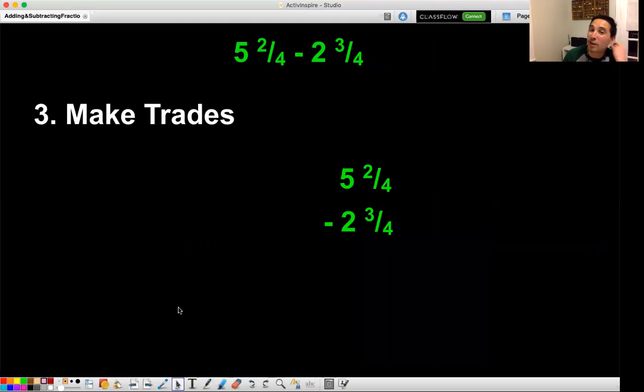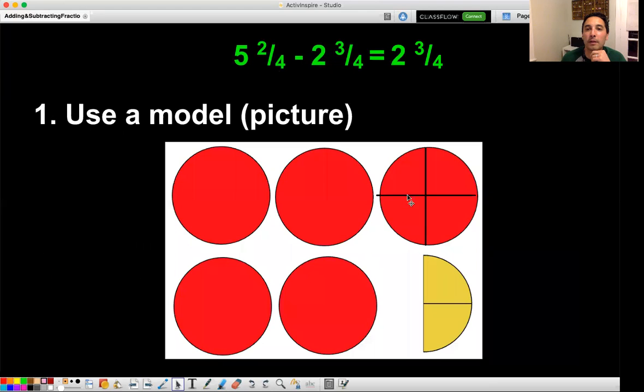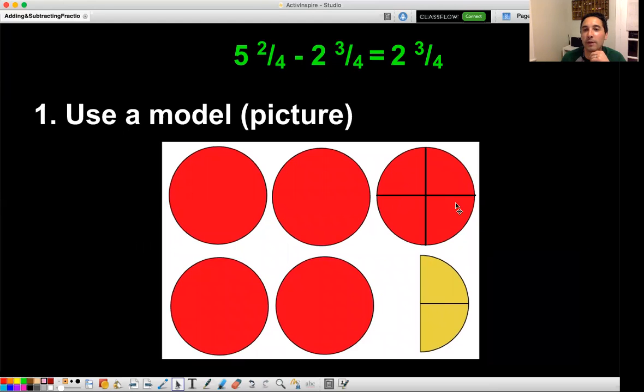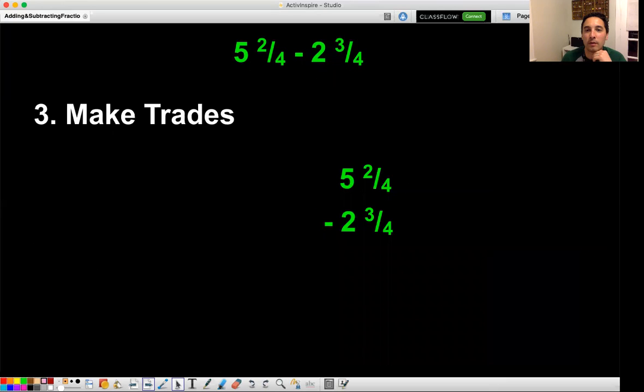Now, the most challenging strategy is making trades if you have to regroup, or what some grown-ups will call borrowing or trading. We're not trading anything, we're regrouping. So the reason I said way back here to think about this like regrouping is because you're taking this group and you're giving it a new name. This used to be 1 whole, and now you called it 4/4. So we're going to have to do the same thing here.